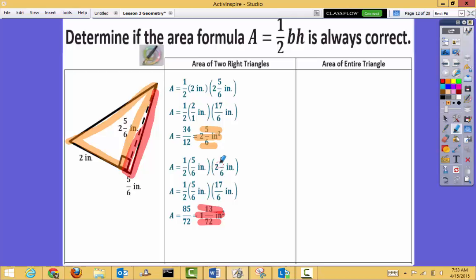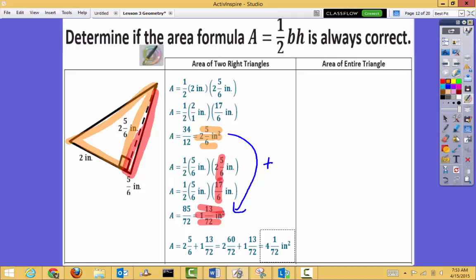Notice how we changed the mixed number to an improper fraction. Now, how do I find the area of the whole triangle? Well, I'm going to add these 2 together. So when I add them, I get 4 and 1/72. Now that was a lot of work.